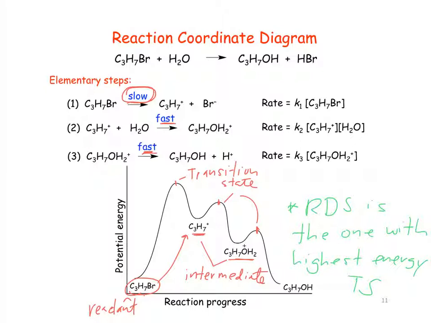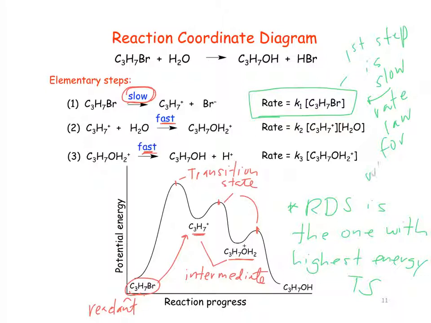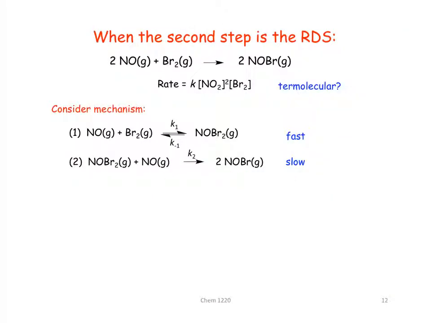Okay, so in this scenario, when the first step is the slow step, we can take the rate law of that first step, and that will be the rate law for the entire reaction. So this is going to be the rate law for the overall reaction. The first step is slow, and so this becomes the rate law for the whole reaction. So in the scenario where we have multiple steps and the first step is the slowest, we can take that rate law directly from the stoichiometry.